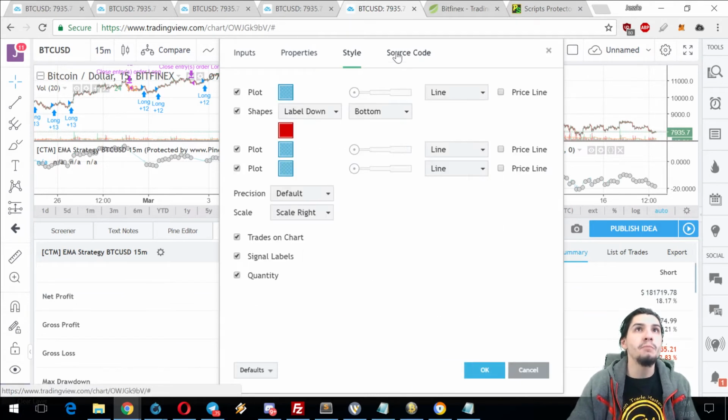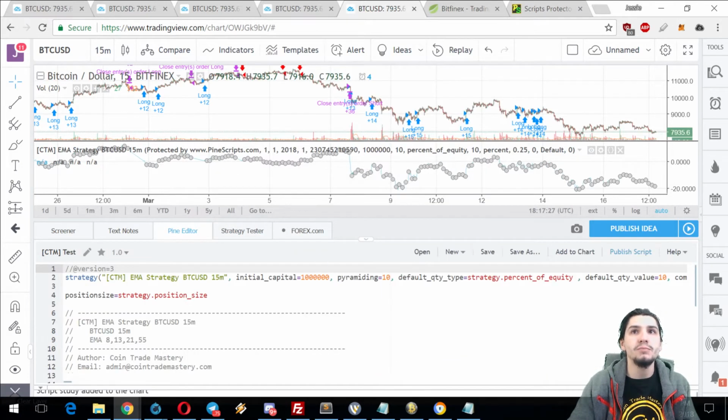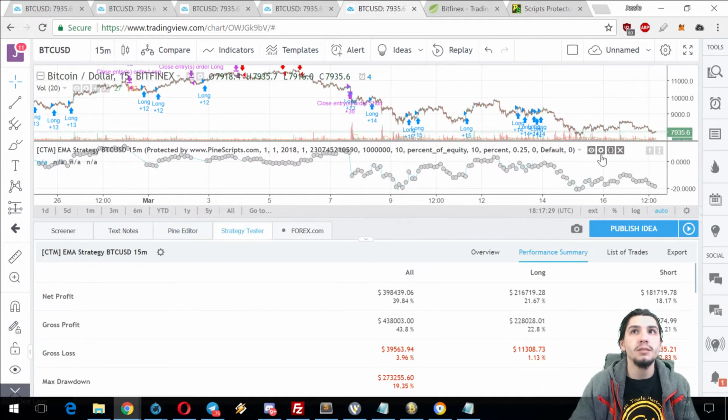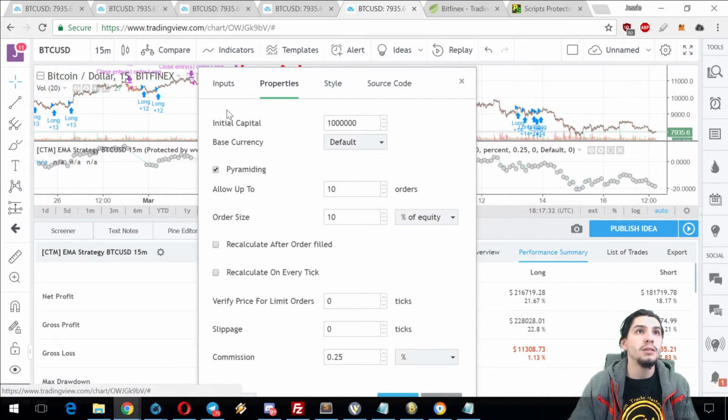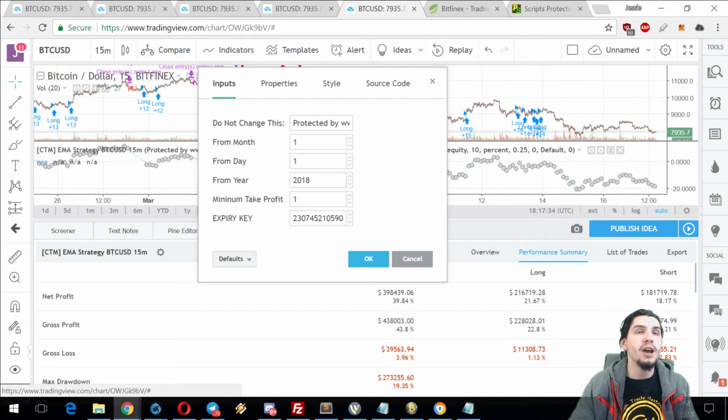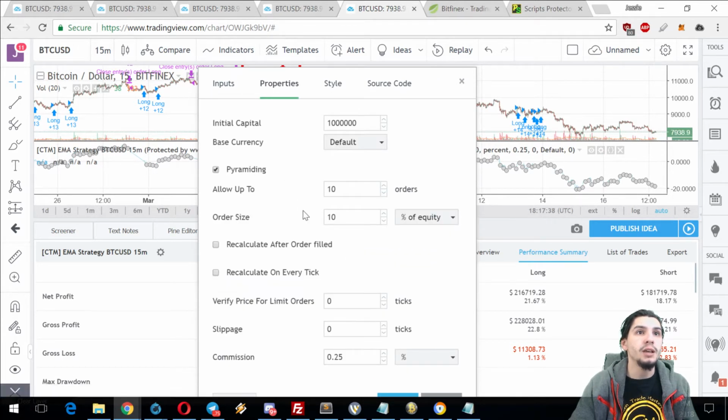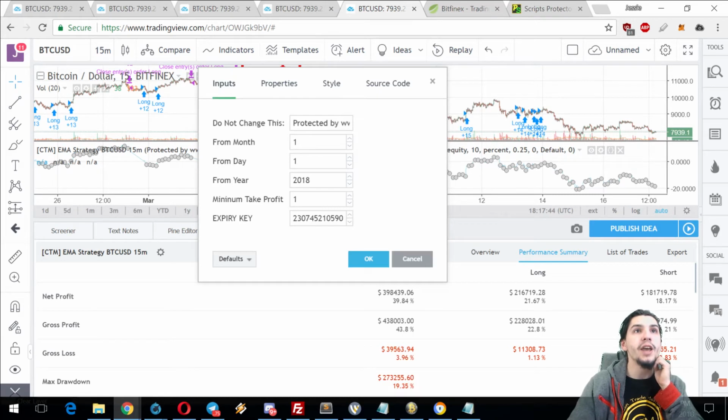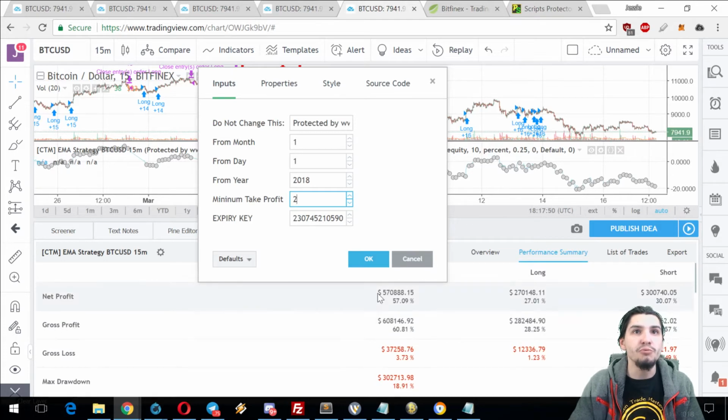And then what else do we have? So we have that amount. So you can actually change the days. And there's another option I didn't put in here. Oh yeah, minimum take profit right here. You can change the minimum take profit as well. Okay, so you can actually up this to 2, and you see it will recalculate.